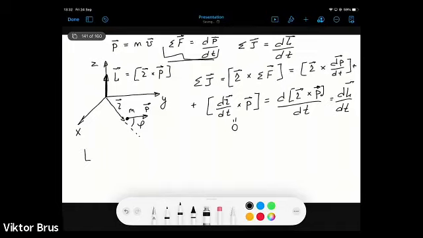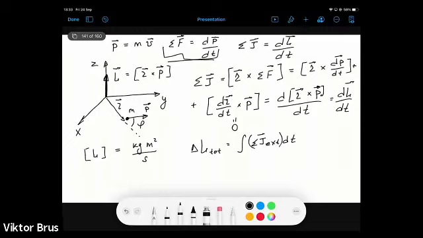The units for angular momentum are kilogram times meter squared divided by second. If we want to calculate the total change of angular momentum, delta L total, that should be the integral of the sum of all torques, the net external torque, dt. So assuming that this net external torque may change with time, if it's not constant, then we need to integrate, obviously.